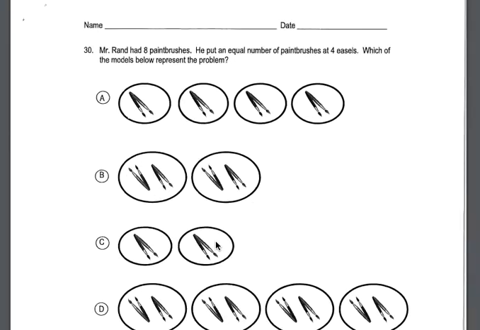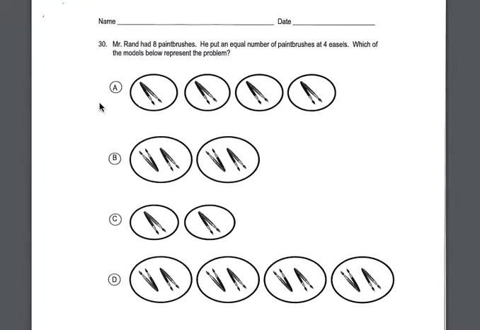Number 30. Mr. Rad has 8 paintbrushes. He put an equal number of paintbrushes at 4 easels. Which of the models below represent the problem? Mr. Rad has 8 brushes. He put an equal number of paintbrushes at 4 different easels. Which of the models below represents the problem?